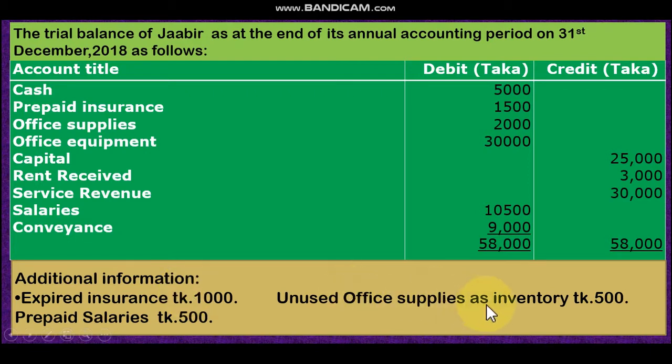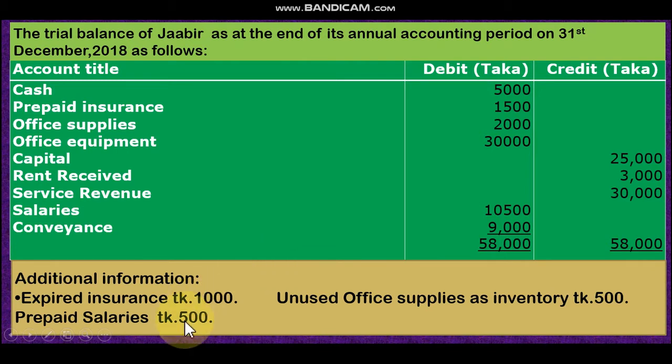Then second journal, look at unused office supplies as inventory. That means whatever office supplies we have, office supplies 2000. Out of that, 500 we now have as inventory. That means 1500 is our expense. So the journal will be supplies expenses debit and office supplies credit, because office supplies, this asset, is decreasing. On the other hand, unused office supplies 500 is remaining.